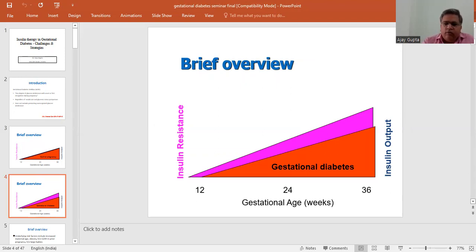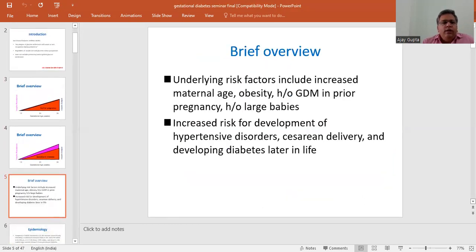So let's have a discussion. What is the glucose range above which we will say that the patient has gestational diabetes mellitus? Underlying risk factors include increased maternal age, obesity, a history of gestational diabetes mellitus in a prior pregnancy, or, if that history is not there, a history of delivery of large-size babies. Increased risk of hypertensive disorder, cesarean delivery, and development of diabetes in later life are the majority of the risks associated with gestational diabetes mellitus.